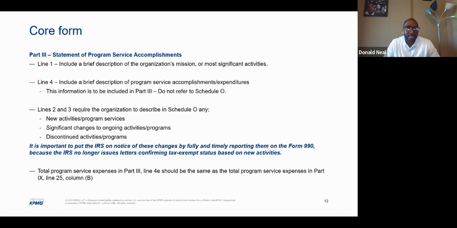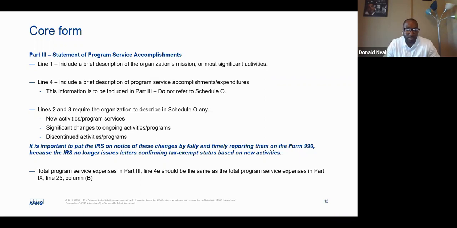As you're looking down at Part 3, line 4E, this talks about your total program service expenses. So if we were to go to Part 9, at the bottom of Part 9, if we're looking at column A, so you have column A, column B, column C, column D. Column A is your total, column B is your program, column C is management and general, column D is fundraising.